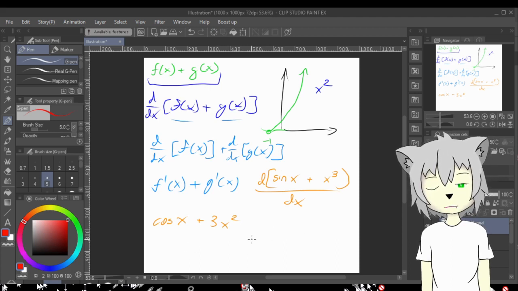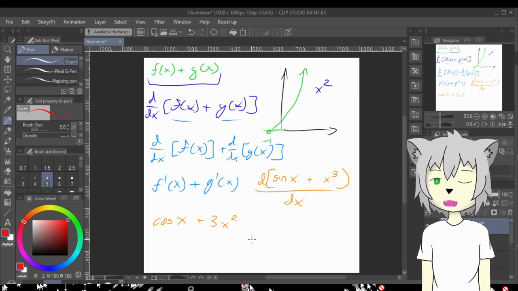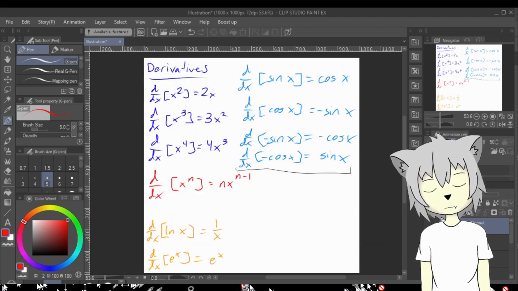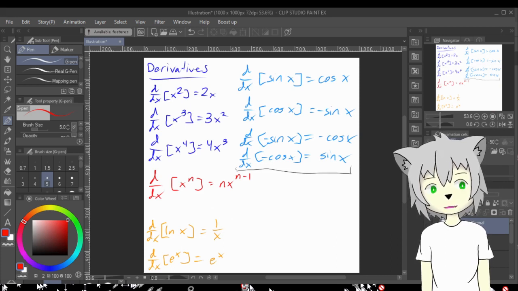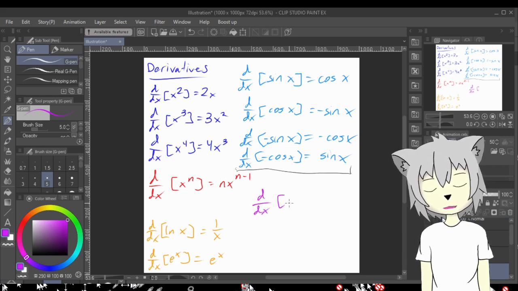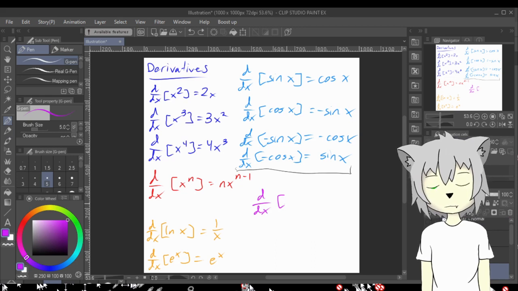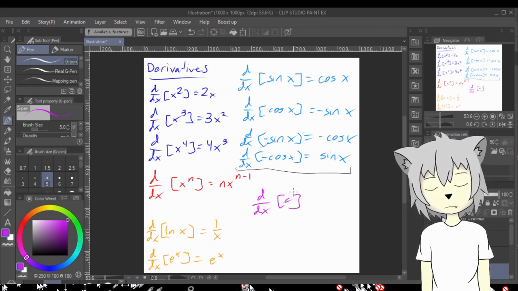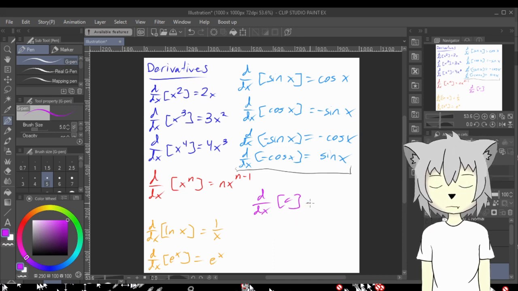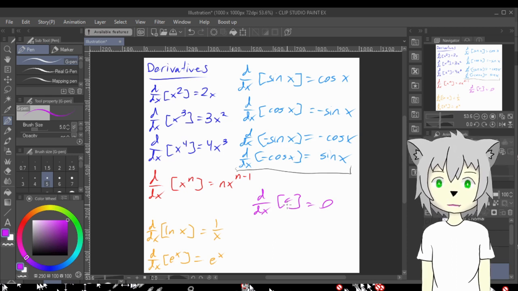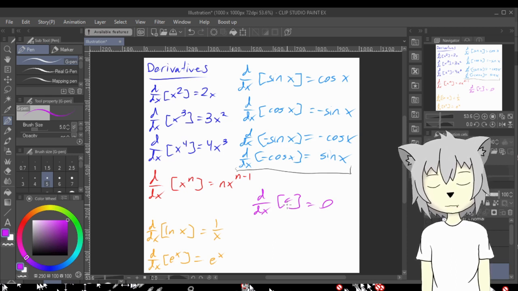Oh yeah, other things I should probably add to this list. The derivative of a constant, of any number, like 1 or 2, just the number itself, equals 0. Because the actual graph is just a straight line. There's no slope. It's just 0. So, yeah.